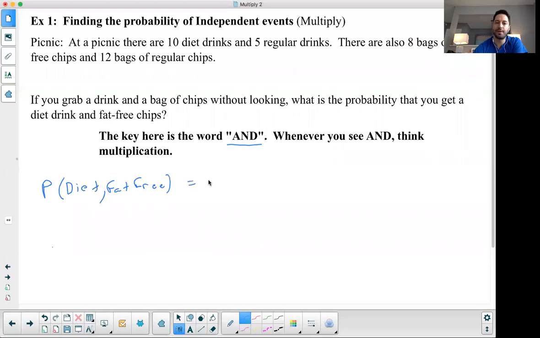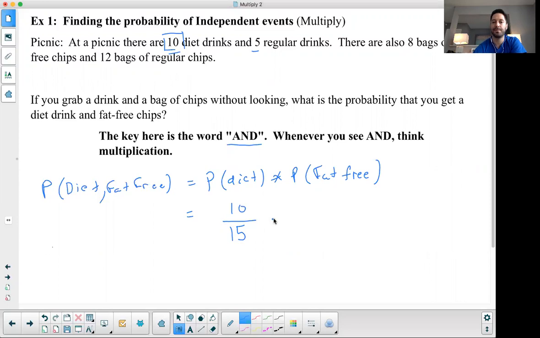Okay, that's going to equal the probability of diet times the probability of fat-free chips. Well, the probability of getting a diet drink: there are 10 diet drinks and 5 regular drinks, so there are 15 drinks total. 10 plus 5 is 15 drinks total. The probability of getting a diet drink, of those 15 drinks, 10 of them are diet drinks.